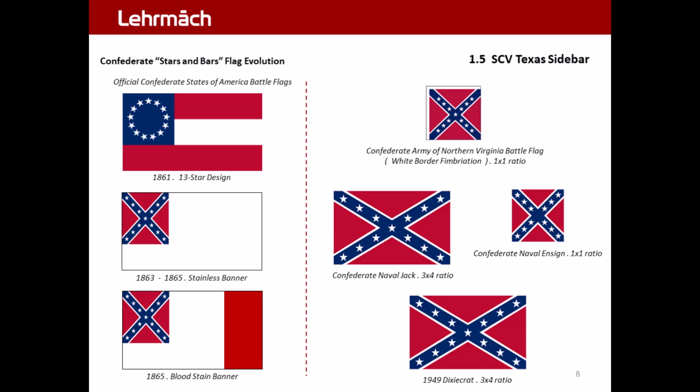Confederacy second national flag design, from 1863 to 1865, is the Stainless Banner. As stated beforehand, after the 1861 Bull Run Battle, also called the Manassas Battle, battlefield confusion between the Confederate 13 Stars and Stripes versus the Federal Stars and Stripes necessitated this change, as requested by Confederate field commanders. Thus, we have the second flag design called the Stainless Banner.